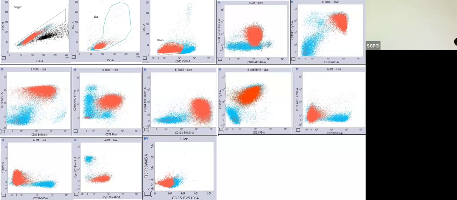So we choose the singlets, then we plot FSC versus side scatter. This gives you information about the granularity and the size of cells. So if you see all the cells are lying over here, there are no granulocytes or hardly any granulocytes.